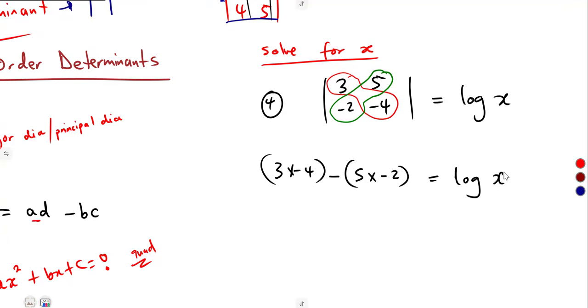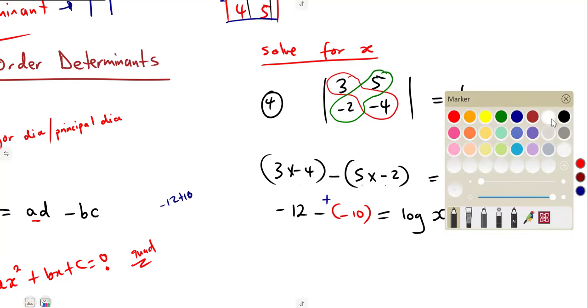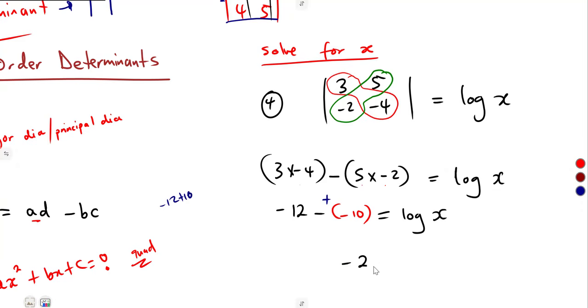We have an equation that we need to solve. If we evaluate the left-hand side, these are just constants. So multiply and simplify. 3 times -4 is -12, minus 5 times -2 is -10. And this is equal to the logarithm of x. A negative is going to give us a positive. So -12 plus 10 is -2. So we have -2 equal to the logarithm of x.